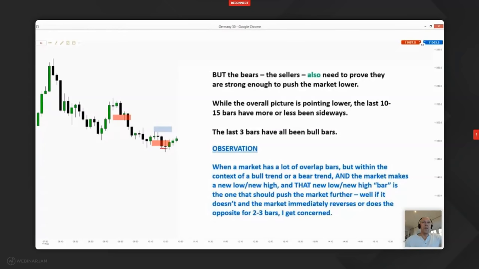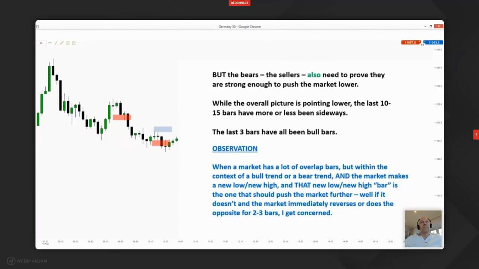Following this new low down here, the market actually stages three bull bars. They're not particularly convincing bull bars. They're very small in length, and they haven't so far managed to get above the bear bar breakdown. So when a market has a fair degree of overlap bars within the context of a bull trend or bear trend, and the market makes a new high or new low, based on what we just see here, we've seen a new low, it's for me one of those times when I would carry on pressing the short side of the market. I don't for 1 second believe that the market is about to turn around.